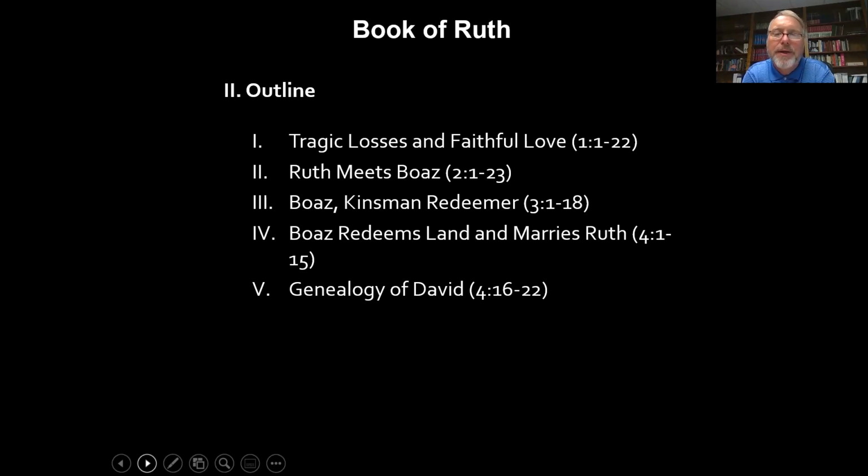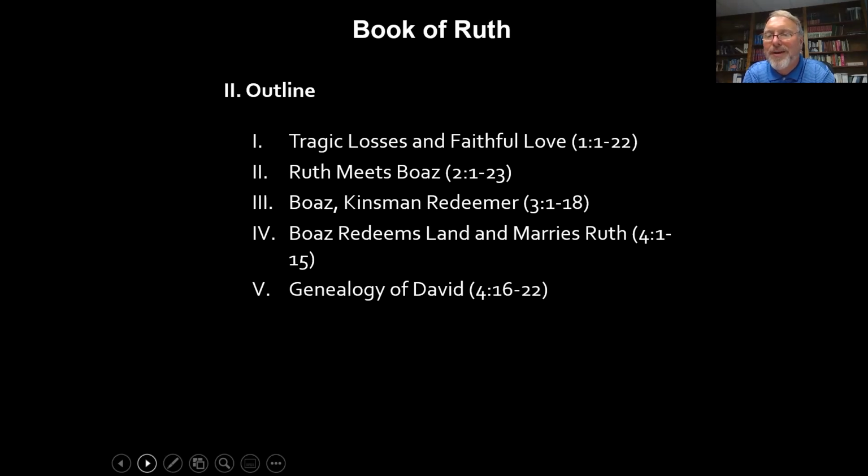Well, chapter 2 is all about Ruth meeting Boaz and the beginning of their courtship. And they're literally falling in love on the threshing floor. And then Boaz becomes the kinsman redeemer in chapter 3. This is an important concept that I'll talk about in a moment in the section on theology. The kinsman redeemer, or in Hebrew, the Goel. We need to become familiar with that as we study the book of Ruth and the implications of that role for Jesus in the New Testament. And then Boaz redeems the land and marries Ruth in chapter 4.